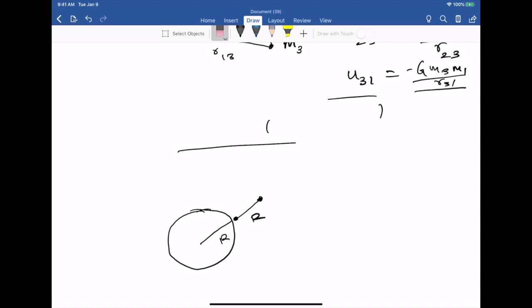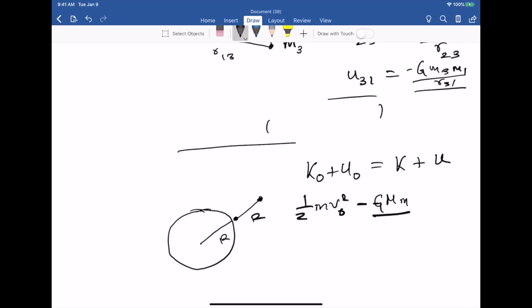K0 plus U0. We are ignoring friction, so there is no W other, is equal to K final plus U final, right? So let's say that the shell is launched with a velocity V initial. So half m v initial squared would be our initial kinetic energy. What is the initial potential energy of the shell when it was on the Earth's surface? The answer is it's going to be minus GMm divided by R, R being the radius of the Earth.